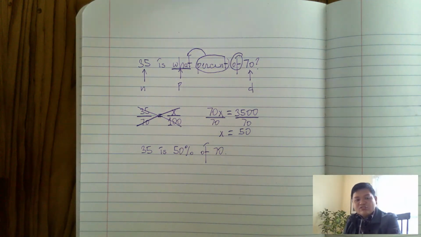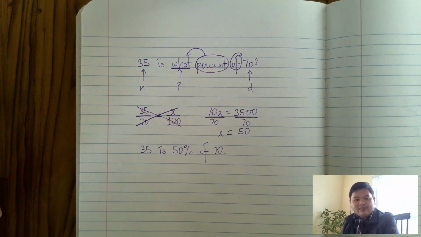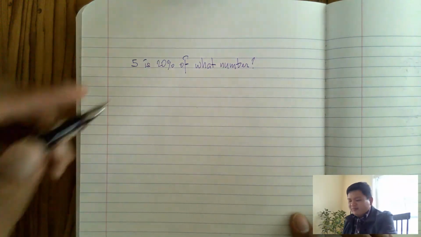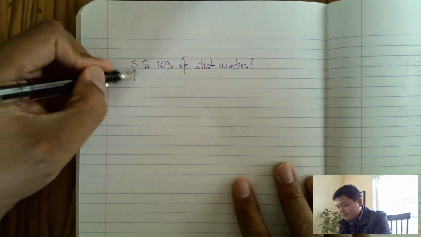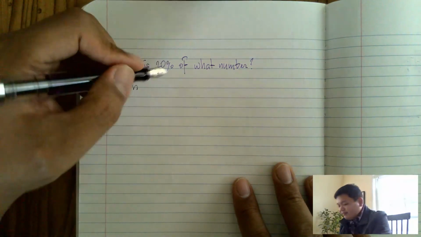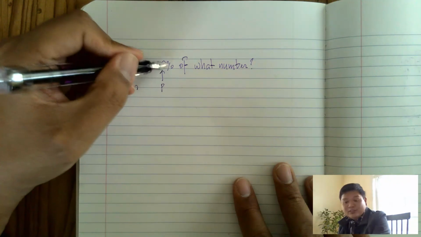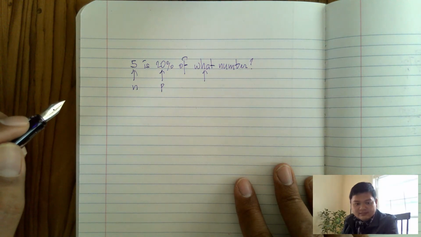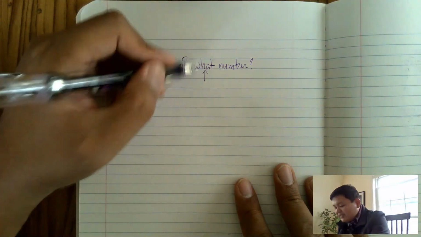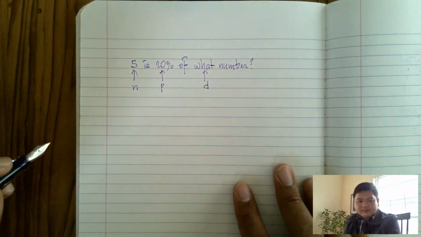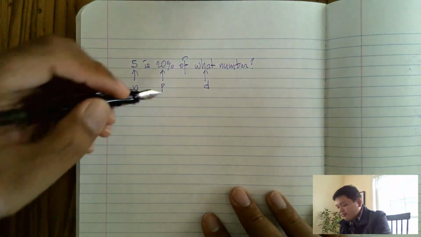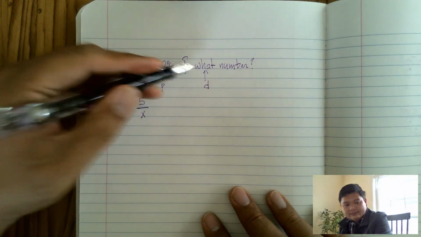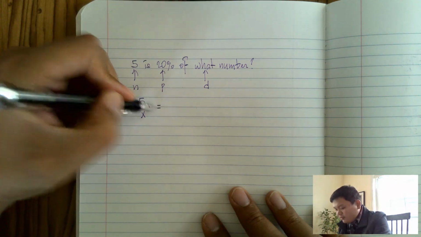Now let's look at constructing a percent proportion out of the sentence 5 is 20% of what number? 5 is not marked, so it is the numerator. 20 is the percent because of the symbol percent. And the word what after the word of means that the denominator is unknown. Putting this together as a proportion, we have 5 over x is equal to 20 over 100.